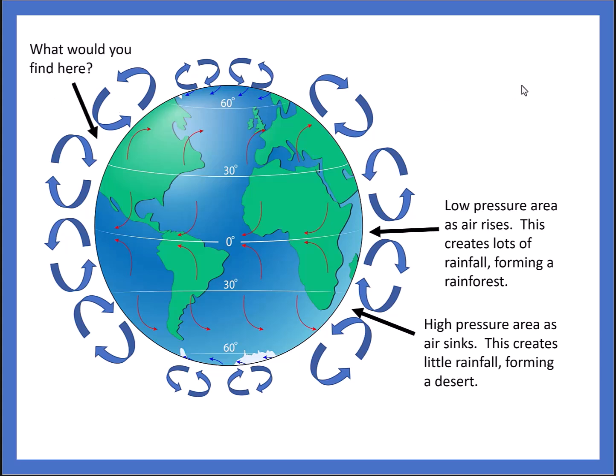So just as a little quiz, what would you find in this location? Think about the way that the air is moving. So air is falling here. This is high pressure, and it's going to form a desert in here. And since this is the United States, you can picture where those deserts would be occurring.